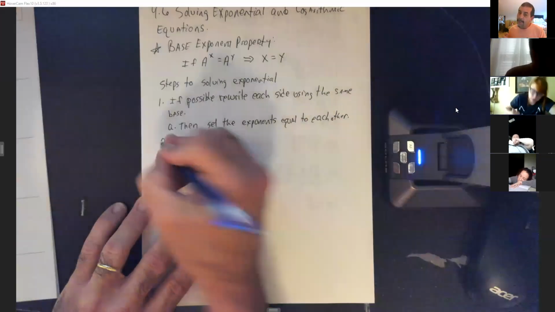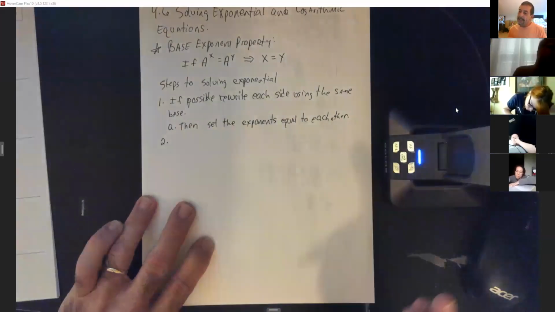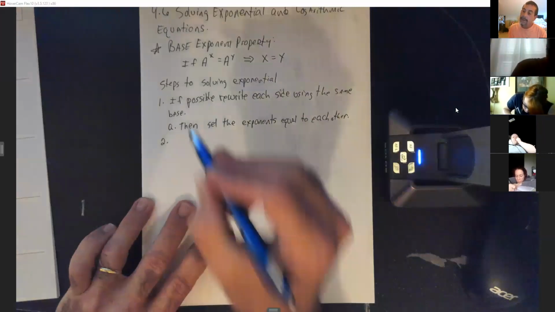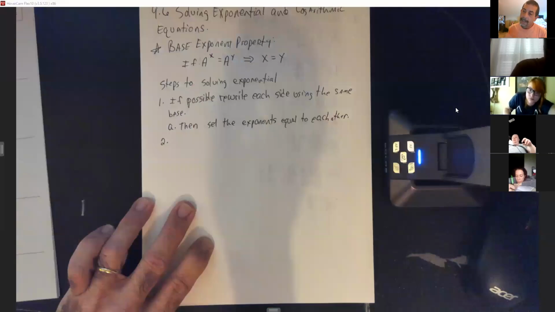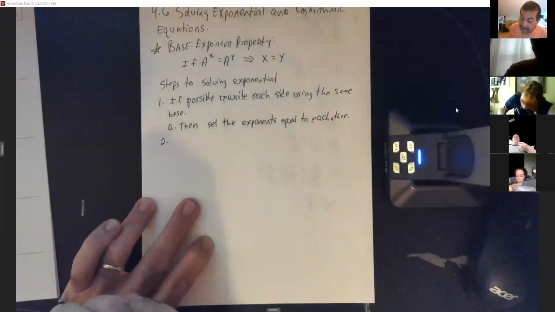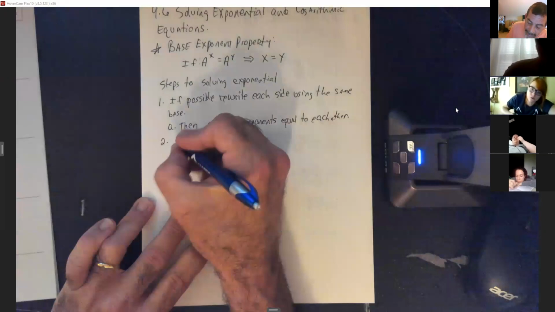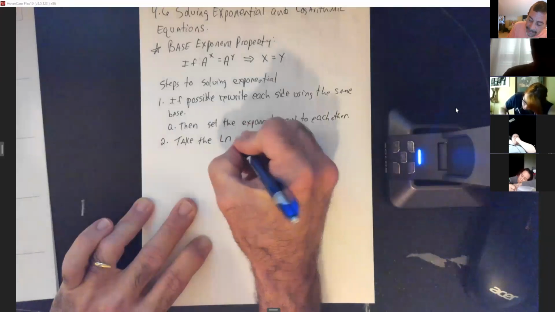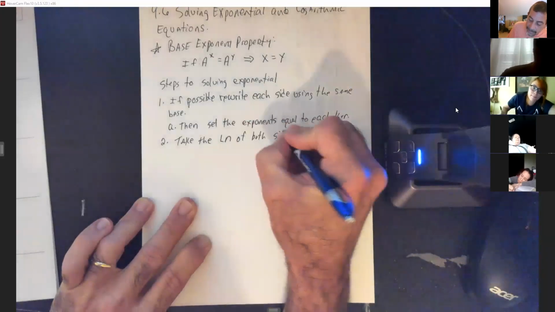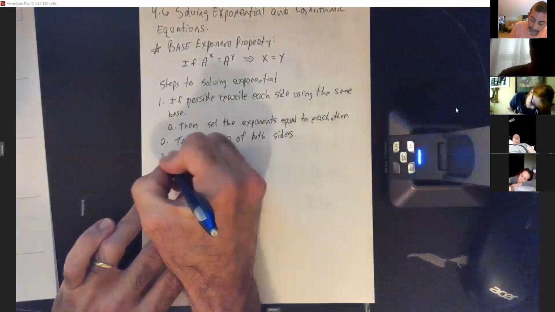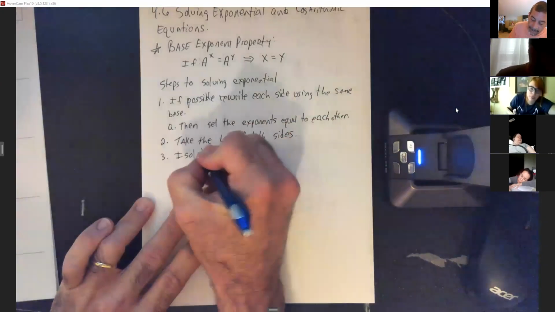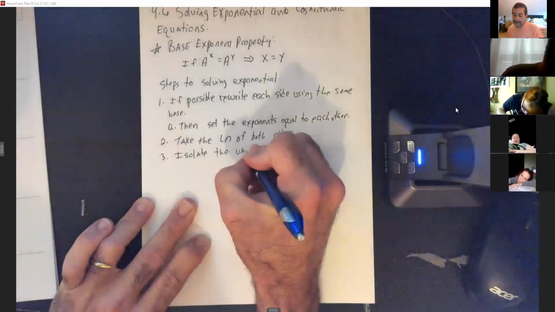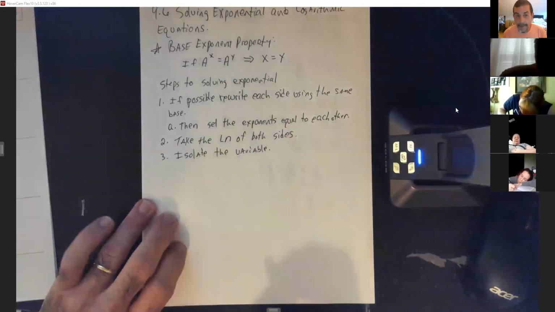If I'm not able to rewrite both sides using the same base, I've got to figure out how to bring those exponents down to the front so I can solve for them. In that case, I will take the ln of both sides. Then isolate the variable. Basically, once you take the ln's, solve for that variable, okay?